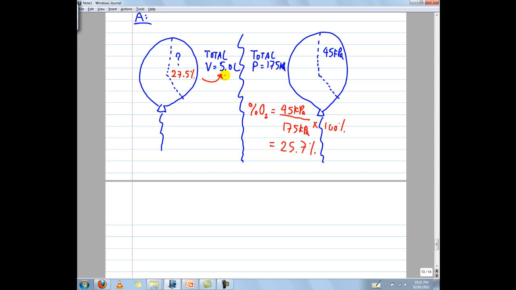27.5% of the total volume of 5 liters. So if I want to know what volume that's going to be, then I need to do 27.5% of the 5. So I have the 5 liter total times 27.5% out of 100%, which gives me 1.375 liters. So the volume of the oxygen over here, 1.375 liters, out of the 5 liters represents 27.5% of the total volume. So notice how we can relate volume and pressure together in these two situations.